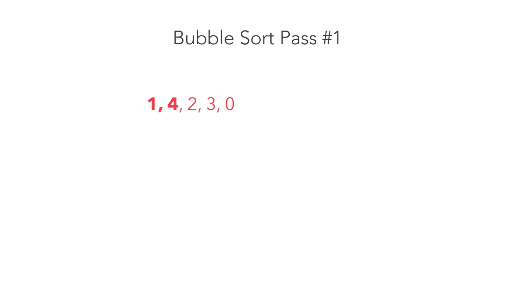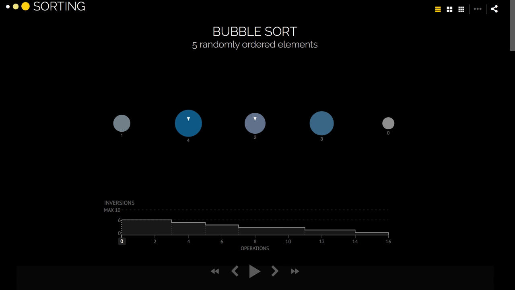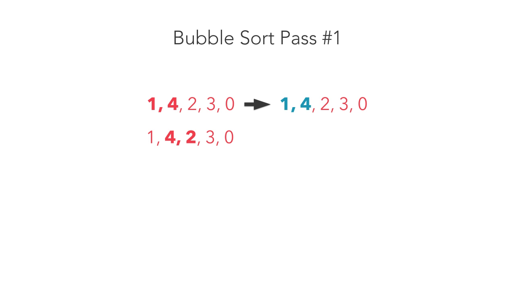We start with the unsorted array 1, 4, 2, 3, 0. In the first pass, the first two elements are checked. Since 1 is smaller than 4, their order is kept. The next pair is 4 and 2. Because 4 is bigger than 2, their positions get swapped.